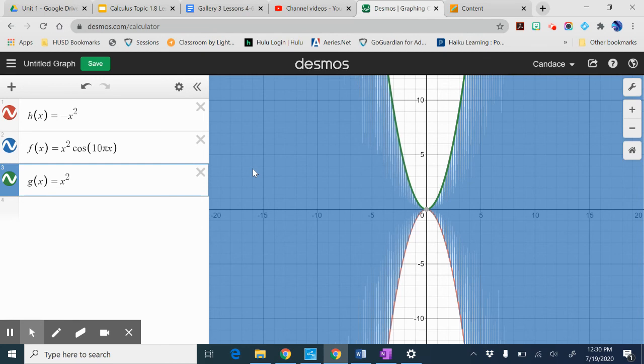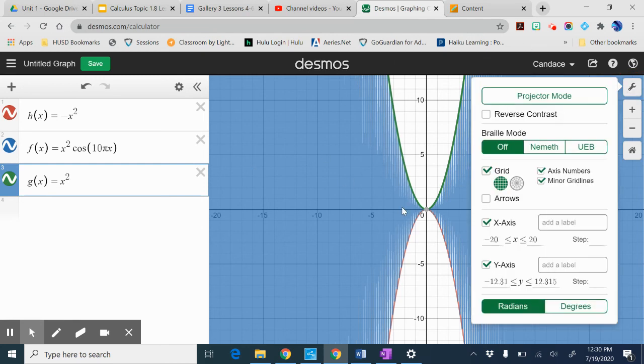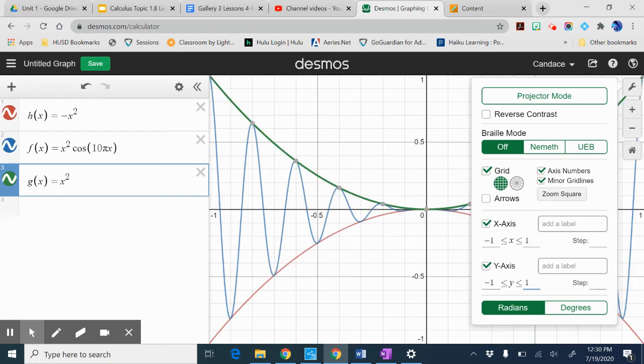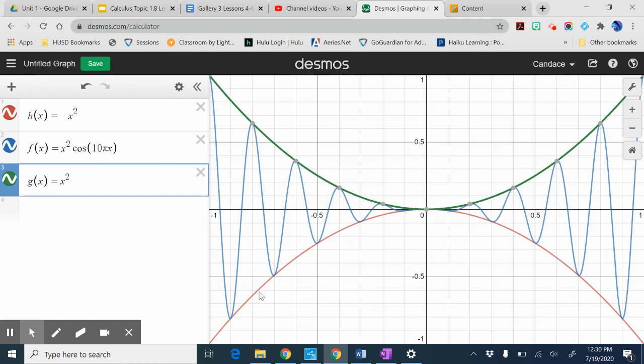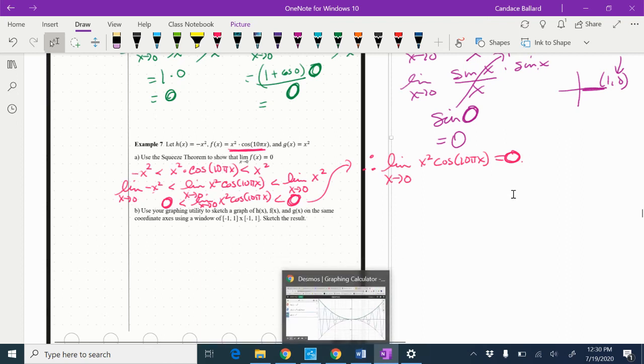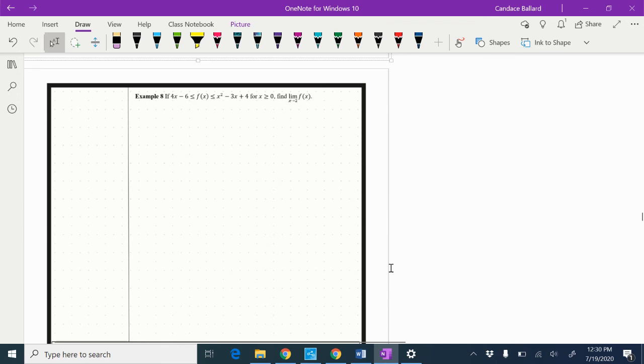You notice how they even filled that in. It said to switch my window, which I can do with the settings button over here, and it said to go from negative 1 to 1 on both axes. You'll notice how it's squeezing. This function is above, this function is below, and it's squeezing it in between. Visually, it definitely looks like the limit is coming to 0. We've got one more, and you're supposed to sketch it there. Do the best you can. I'll leave the sketching to you, so pause it and sketch it.